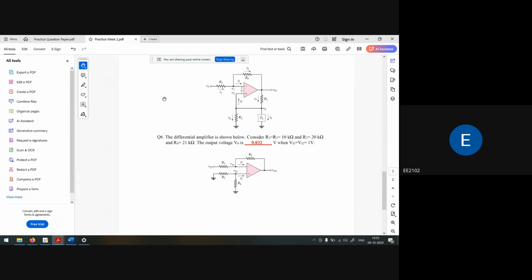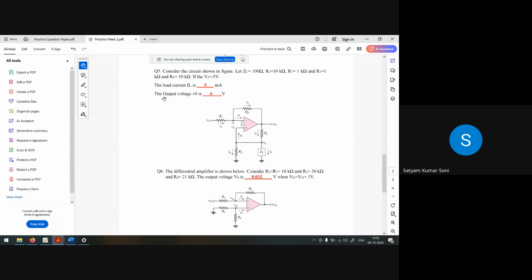Sir, here voltage across ZL is same as voltage across R2, right? Yeah, voltage across ZL is same voltage. So sir, first we calculate voltage across R2. Wait a minute. If I say that these two are short, that means the potential at this point and potential at this point are same. If potential is same, that means the voltage drop at this resistor and voltage drop at this resistor is same.